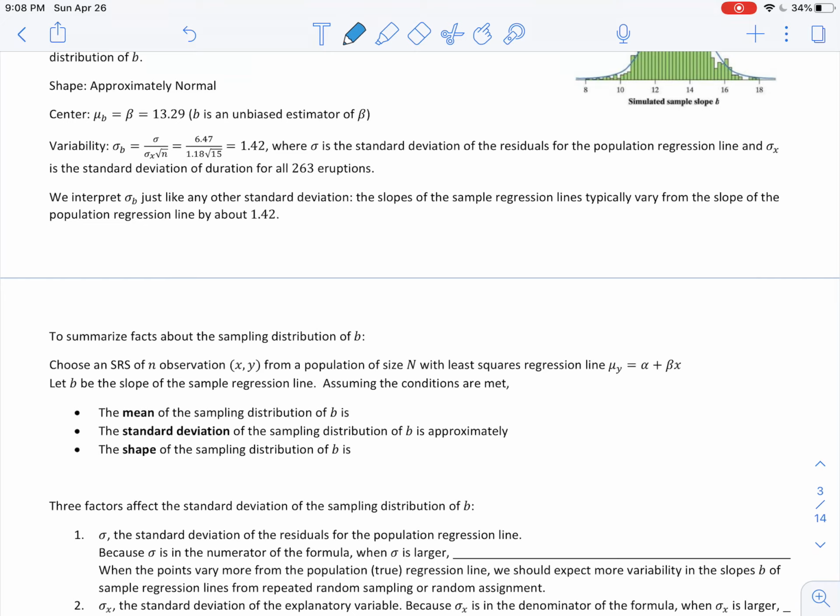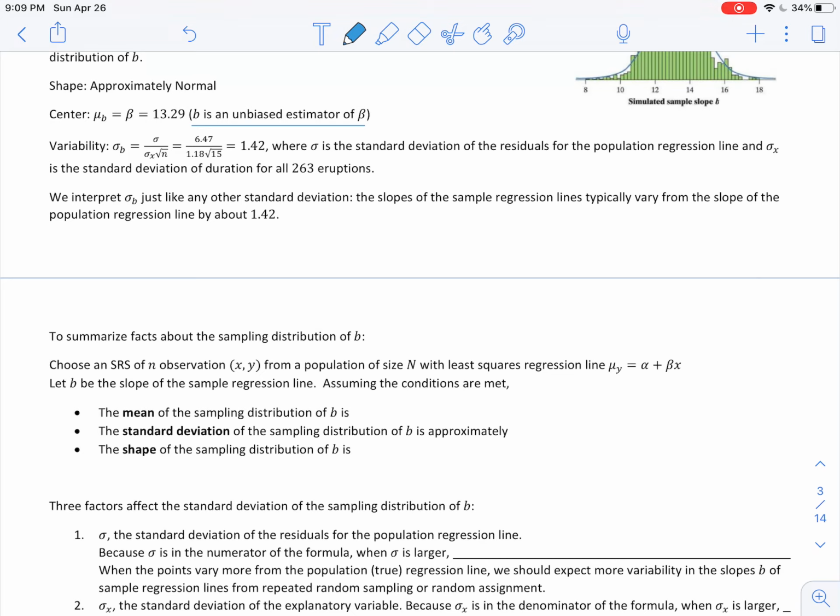The center, I intended to erase some of this, but clearly I didn't. So mu sub B is again meaning the mean of our sampling distribution of sample slopes. It equals beta. So the center of it was at the population slope's value, which means B is our unbiased estimator of beta. If we had to guess one number, guess your sample slope. It's not going to be exact, but it's an unbiased estimator. It should be really close over time.